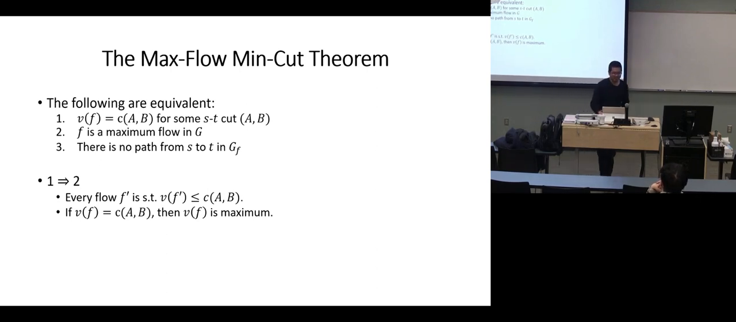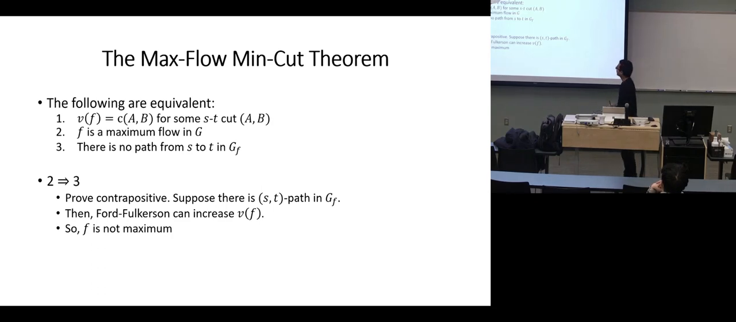Okay, that's simple. How about from 2 to 3? I'm going to prove the contrapositive. That is, suppose not 3 implies not 2. Suppose there is actually an ST path in the residual graph, with non-zero residual capacity. Then this is exactly what Ford-Fulkerson does: it finds that path and increases the value of your flow. This means the flow was not maximum, because the flow value can be increased.